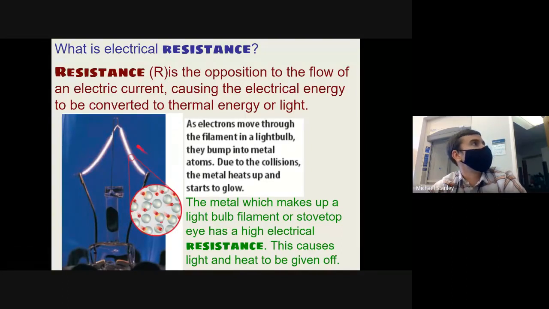So for example, the way that a light bulb works is inside the glass, there's a little wire, a little filament is what they call it. And as the electricity moves through there, it causes the wire to heat up and start to glow. So there's some resistance between the metal in the wire and the electrons that are going through it. Resistance is what causes the thing to glow.